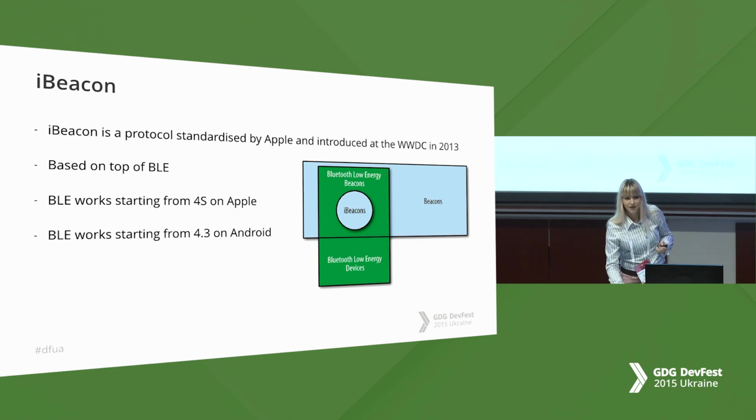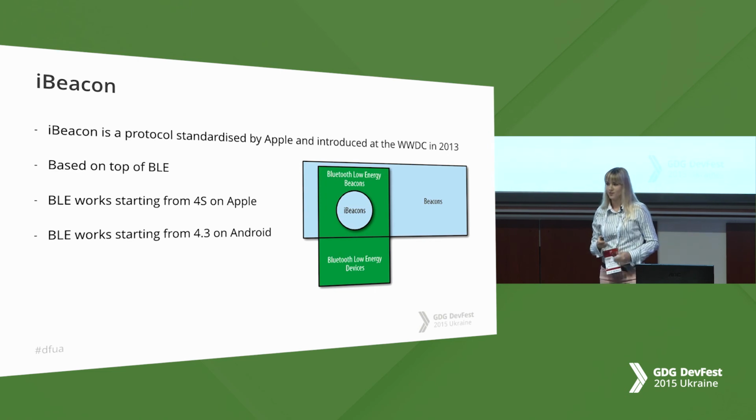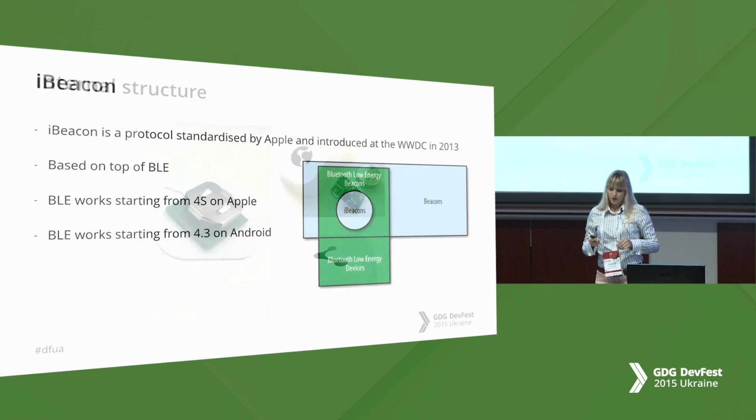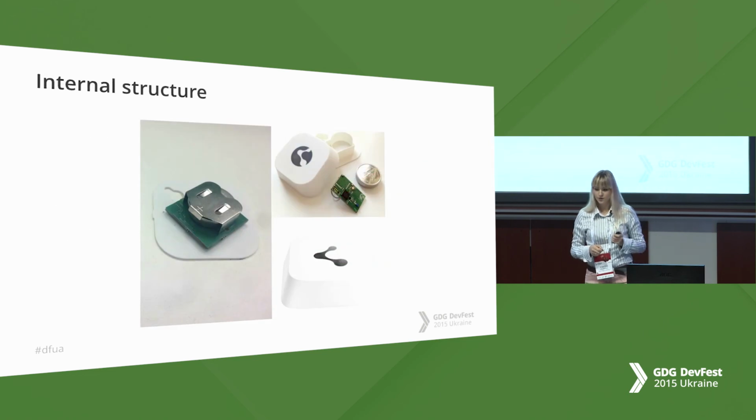At first we should clarify what a beacon is and what iBeacon is. A beacon is a device, and iBeacon is a protocol standardized by Apple two years ago. iBeacons work with Bluetooth Low Energy signals, which Android devices can detect starting from API level 18, and iPhones can detect from the 4S model.